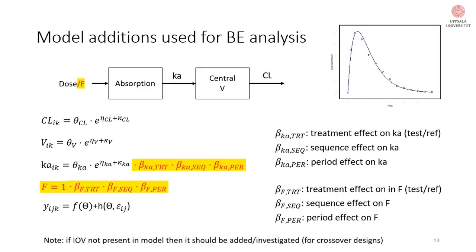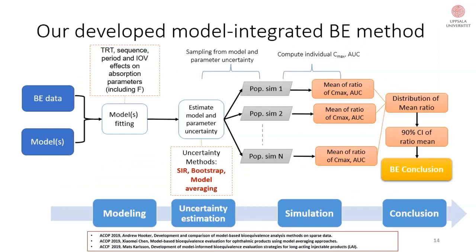Note that just as we had in the standard statistical analysis, there was a between occasion variability that was measured, which is the same as residual variability for standard statistical analyses. So if a model does not have inter-occasion variability, then it should be added or investigated if you have a crossover design that you're actually running for your bioequivalence studies. So our developed model integrated approach uses that model fitting procedure, which includes extra components in any model that you may use. You may use one model, or there could be a set of models that you're using in a model averaging procedure to fit that data.